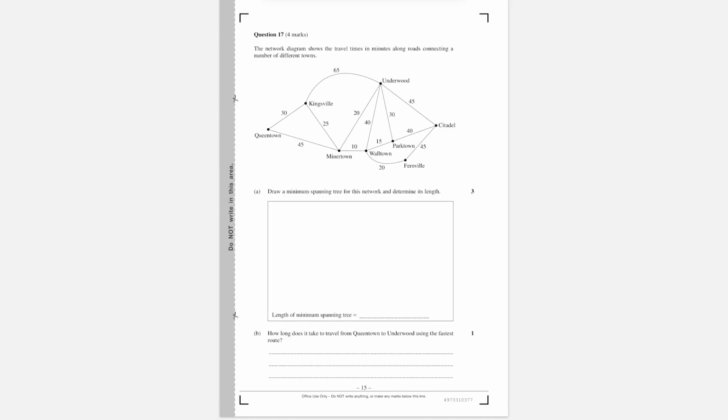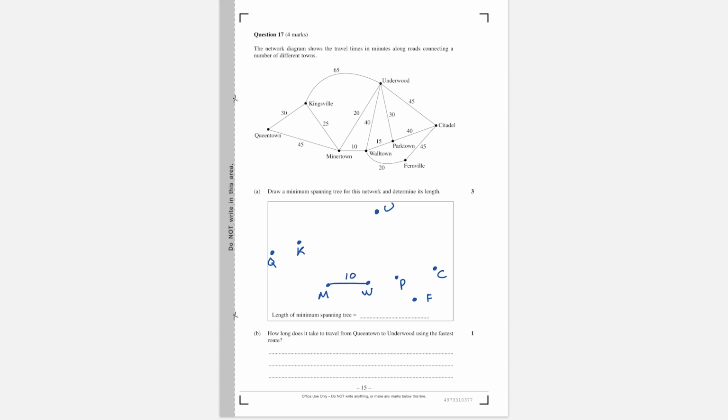All right, question 17. The network diagram shows the travel times in minutes along roads connecting a number of different towns. Draw a minimum spanning tree for this network and determine its length. Okay, so we start off by putting our dots on the map. So Q, K, M, U, W, P, C, and F.